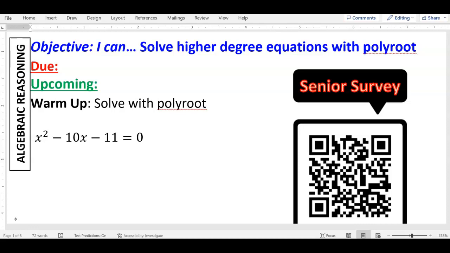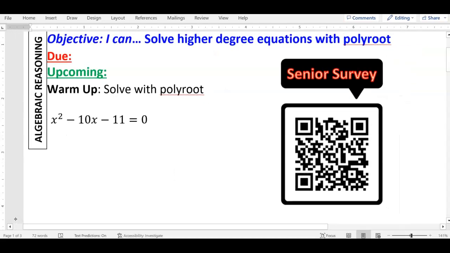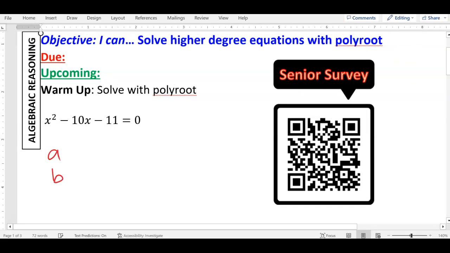But what if it's bigger than x squared? What if it's the third power, or the fourth power, or the fifth power? You can still use polyroots. I'm going to show you how to do that today. But for the warm-up, to use polyroots, we need to know ABC.